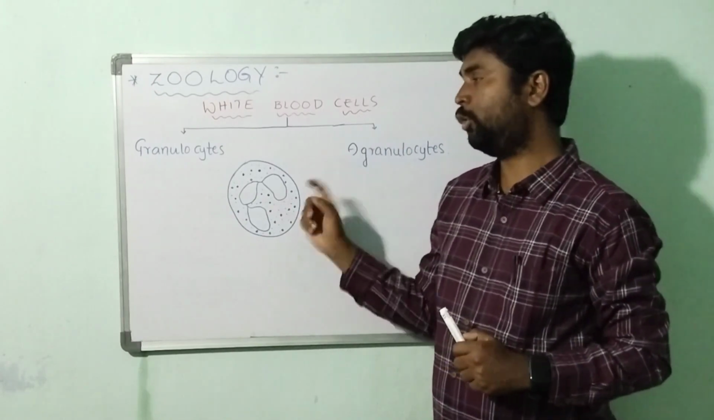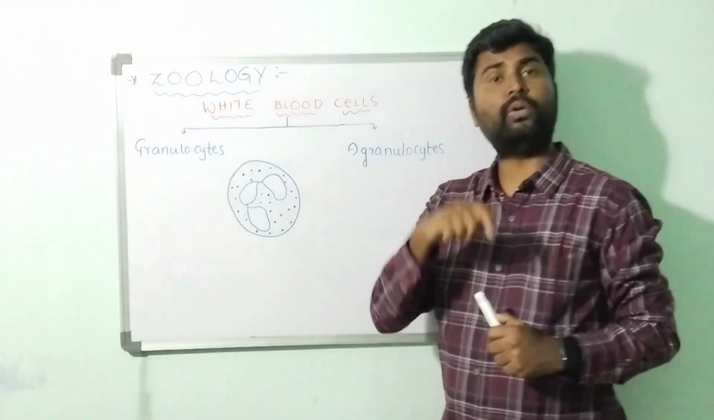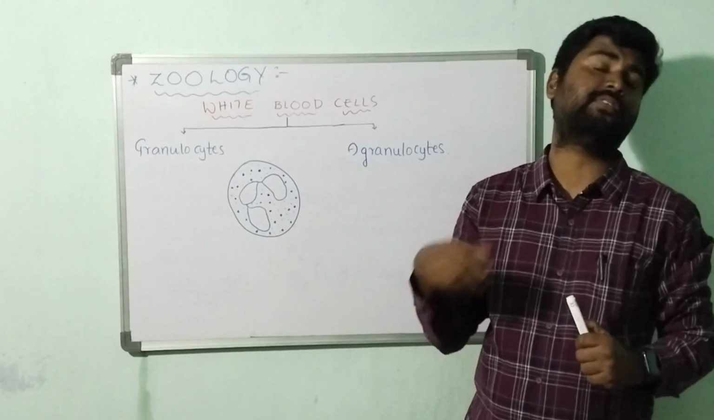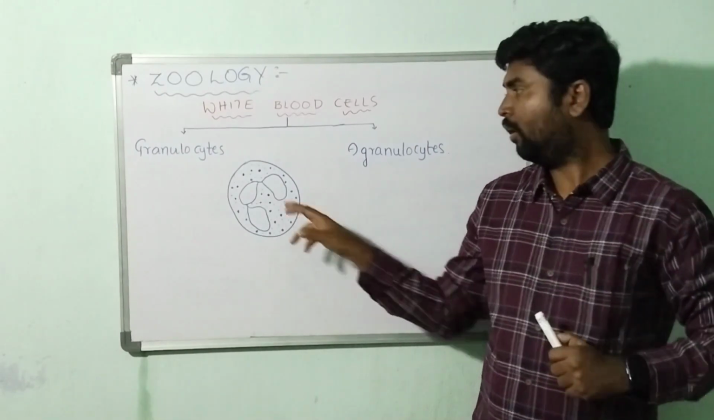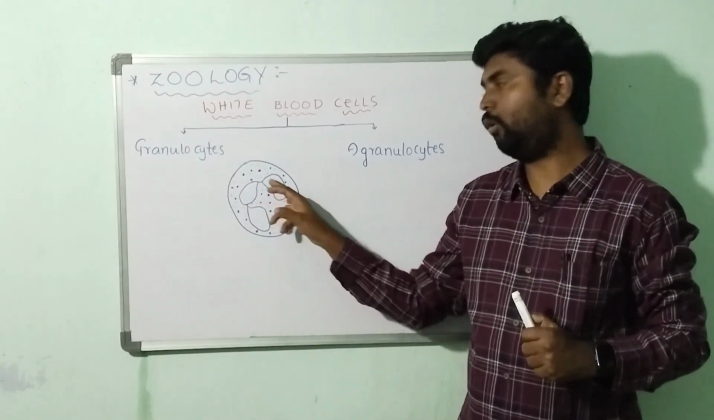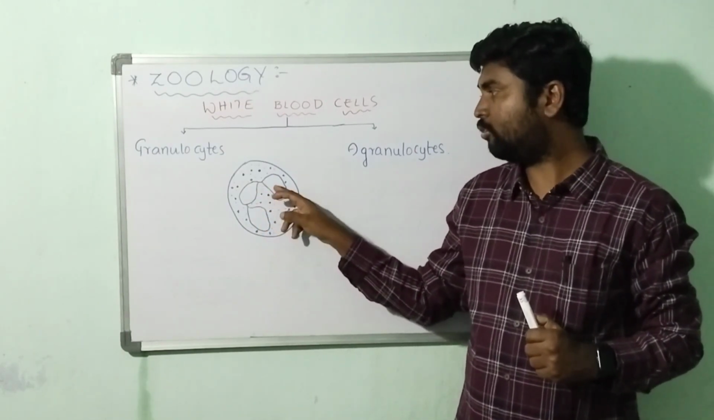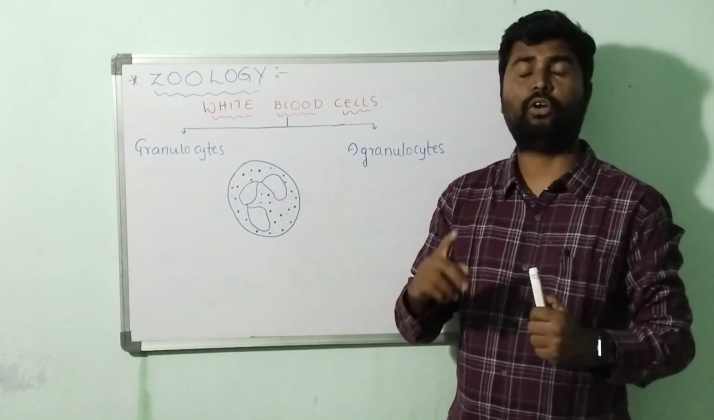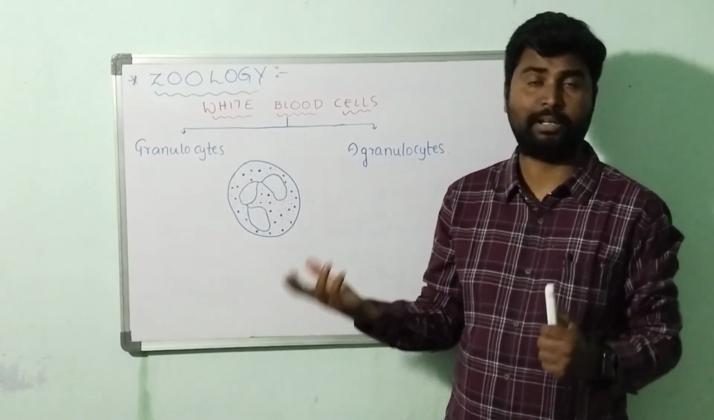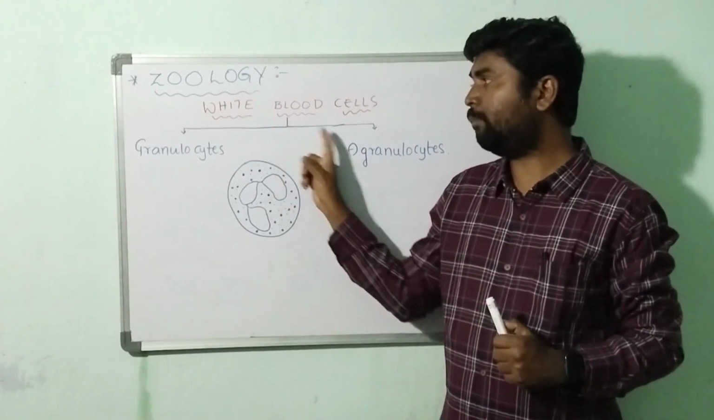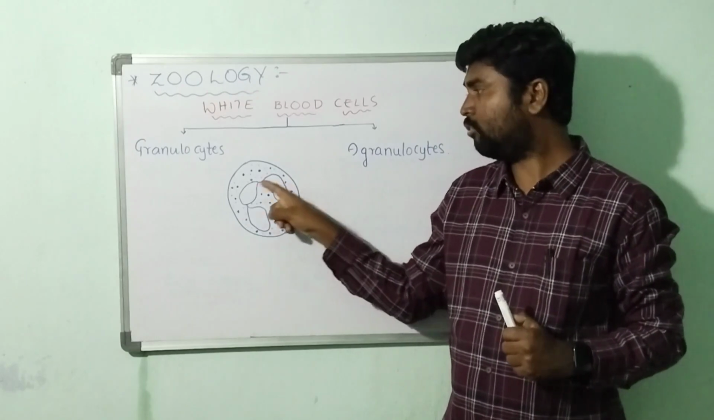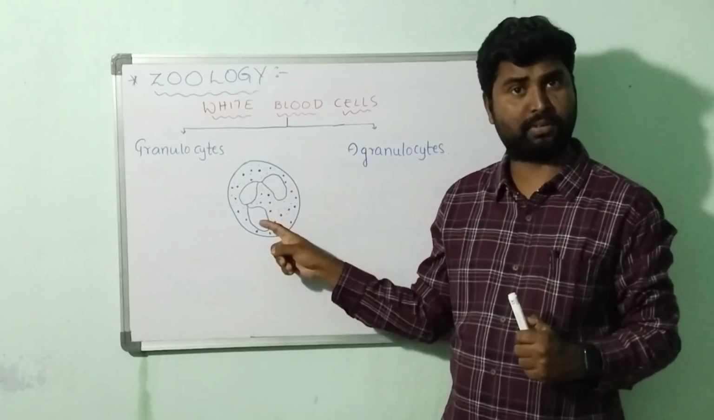In these cells, a nucleus is present, and the nucleus has 2 to 3 or sometimes many lobes. Lobe means a structure like this. So this is a nucleus. Sometimes this nucleus has only one lobe, or sometimes 2 or 3 or many lobes. So these white blood cells have a nucleus with different kinds of lobes.